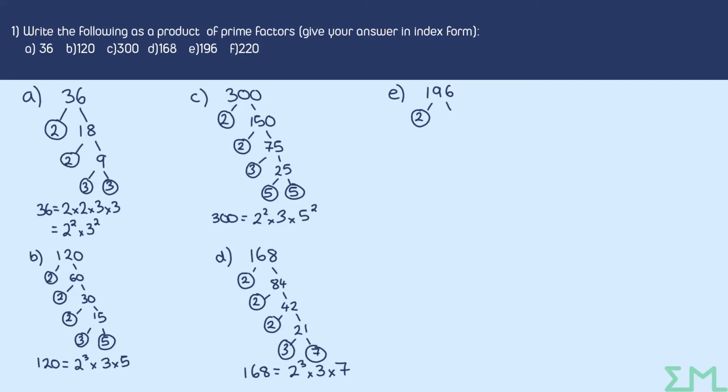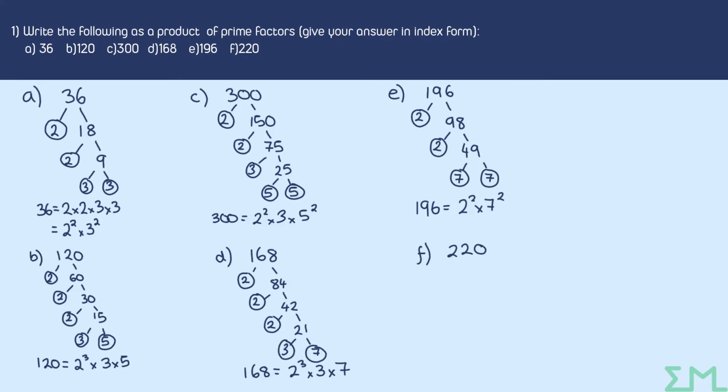Right, 196 breaks down to 98 and 2, which then breaks down to 49 and 2. 49 breaks down to 7 and 7. So 196 is 2 squared times 7 squared. Okay, last one.